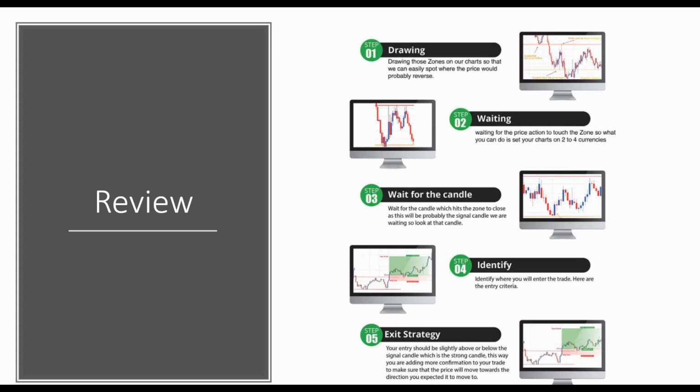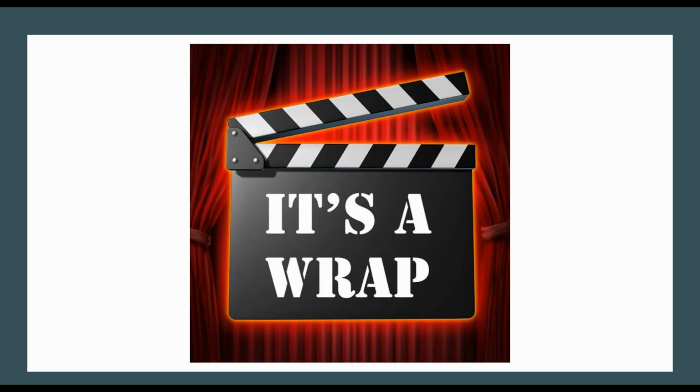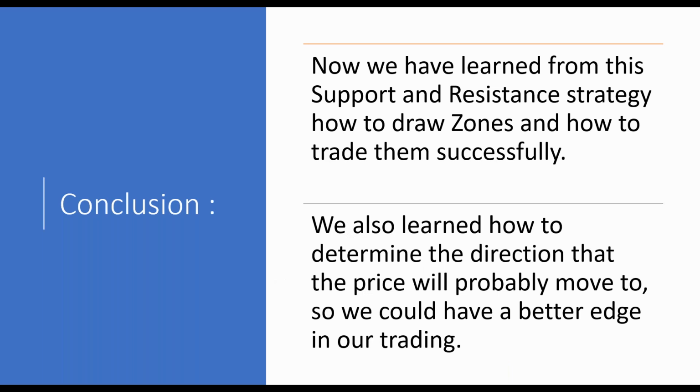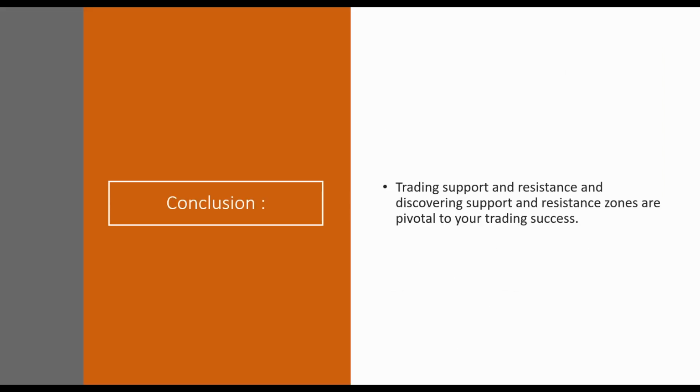Okay, after we wait for the candle, we want to wait and identify where you will enter the trade. And then last, we want to have our exit strategy, where to get out or where to put our stop loss. So that's a wrap. Now that we have learned from the support and resistance strategy how to draw zones and how to trade them successfully, we also learned how to determine the direction that the price will probably move to so that we can have a better edge in our trading.